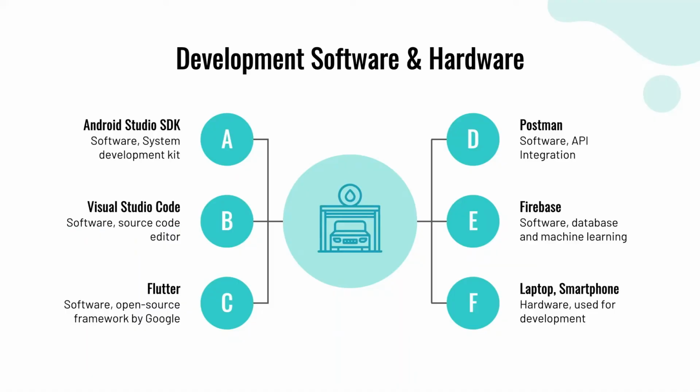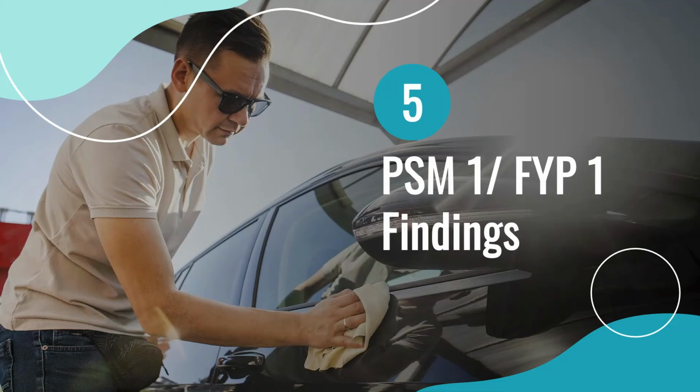The development requirements for EcoCare include various software and hardware, and this is the list used for development. The software used are Android Studio SDK, which is a system development kit, Visual Studio Code, a source code editor, Flutter, an open source framework by Google for mobile applications, Postman for API integration testing purposes, and Firebase, the database and machine learning provider, while the hardware will include a laptop and smartphone for coding and testing purposes. Next is the PSM1 findings.